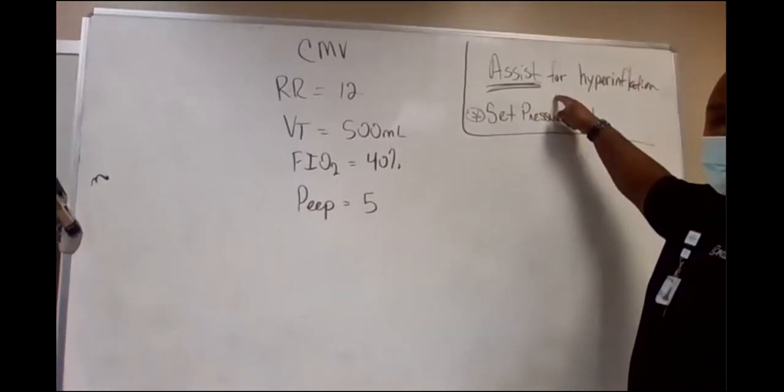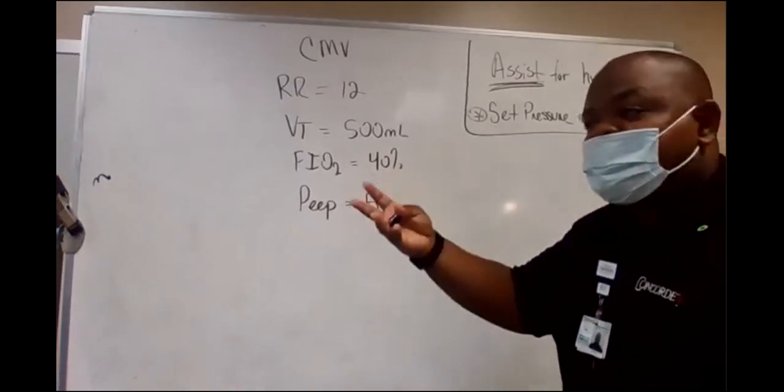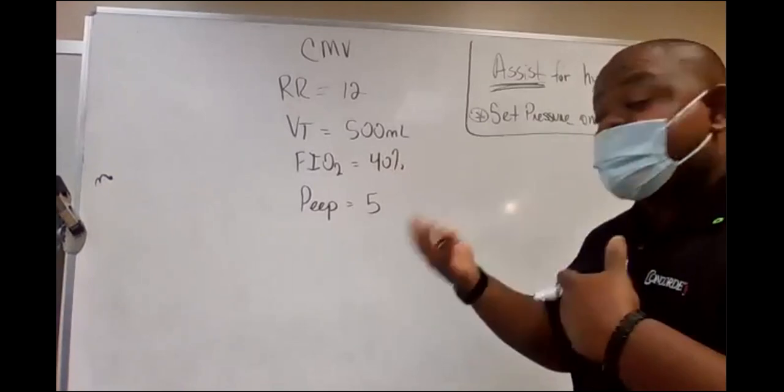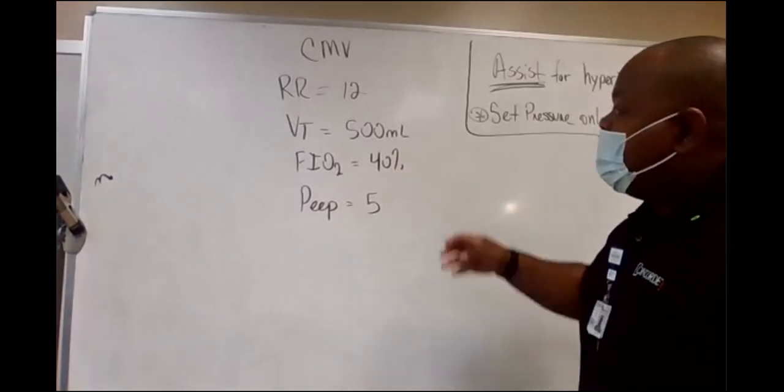Assist mode only is simply for hyperinflation. If they trigger 1,000, they get 1,000. If they trigger 1, they get 1. That's it. They're spontaneous, they're wide awake, so they're not having a problem with breathing.